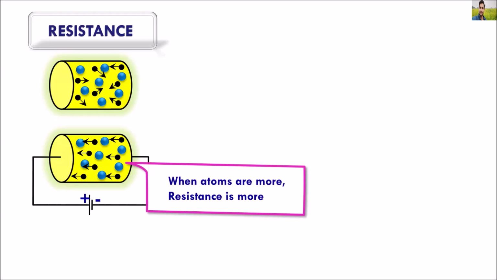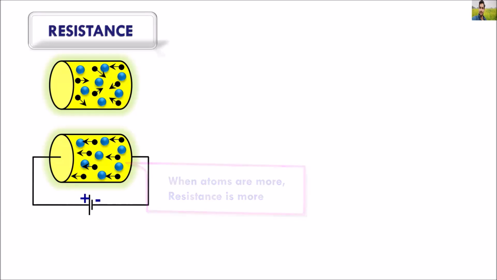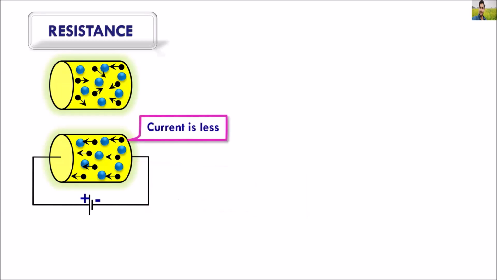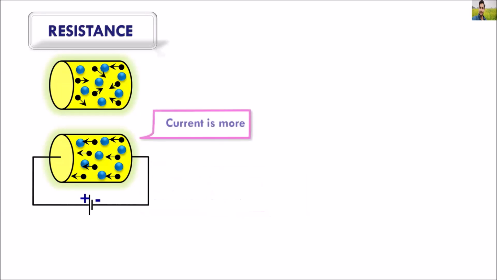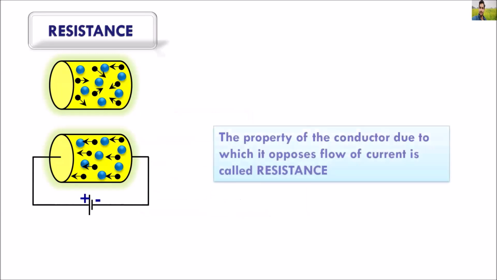When atoms are more, resistance is more and current is less. But when atoms are less, resistance is less and current is more. The property of the conductor due to which it opposes the flow of current is called resistance. Resistance is a property of a conductor due to which it opposes the flow of current.